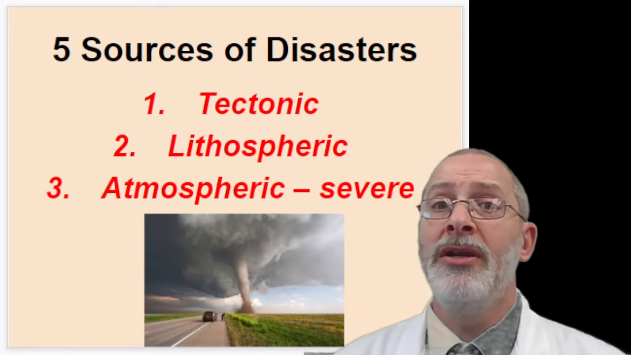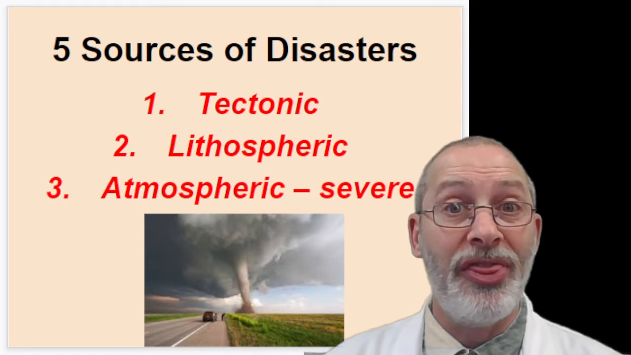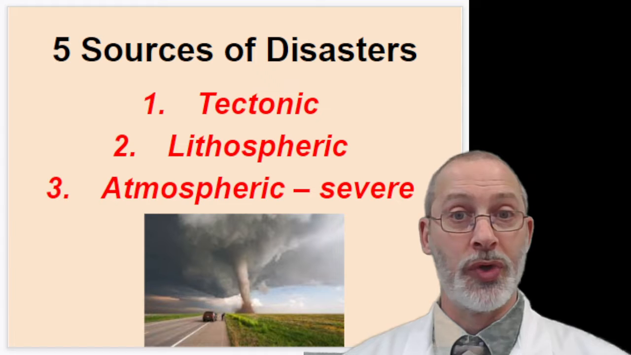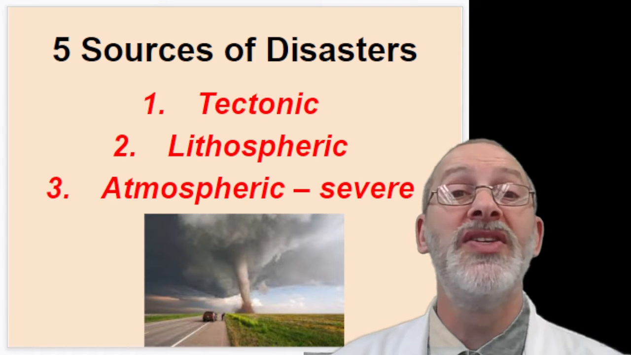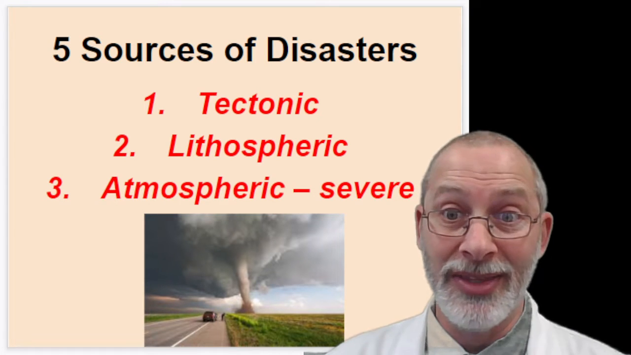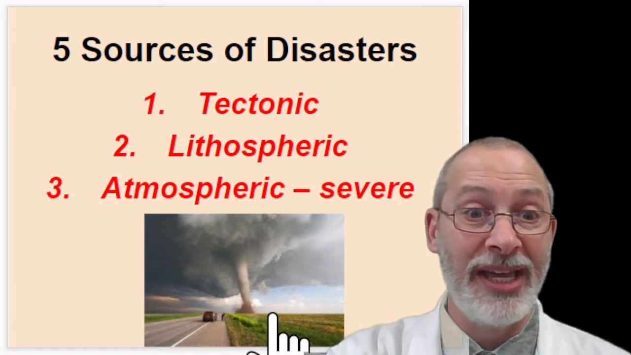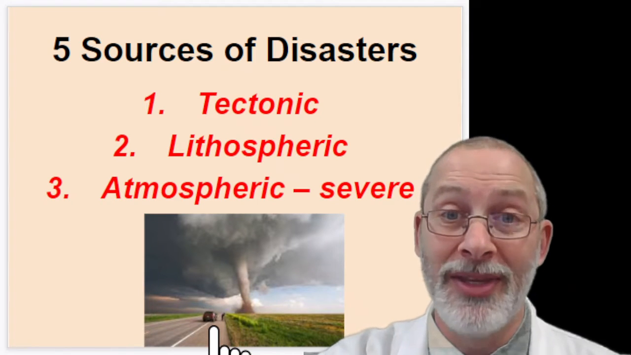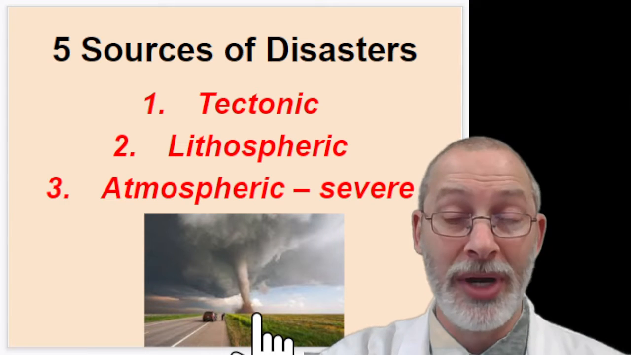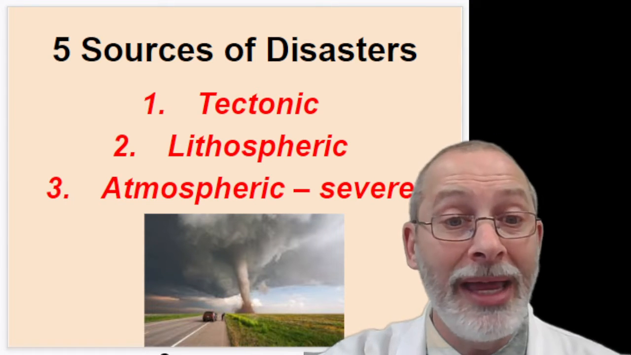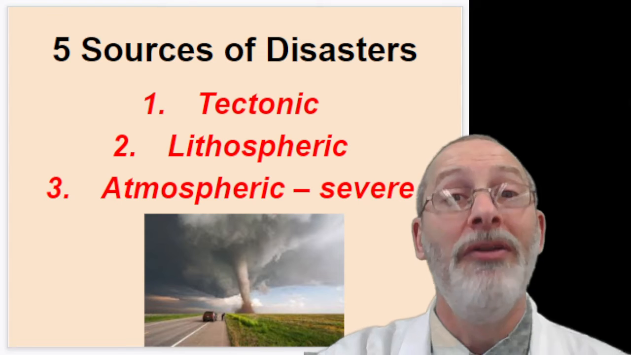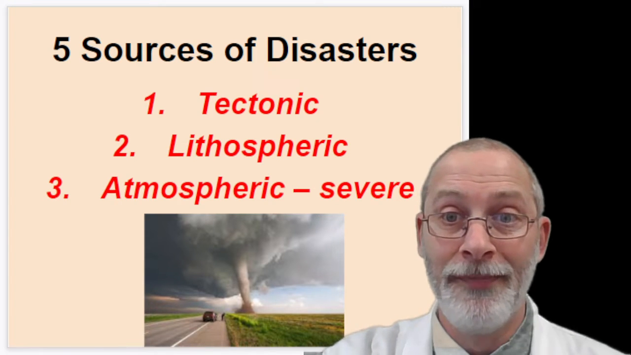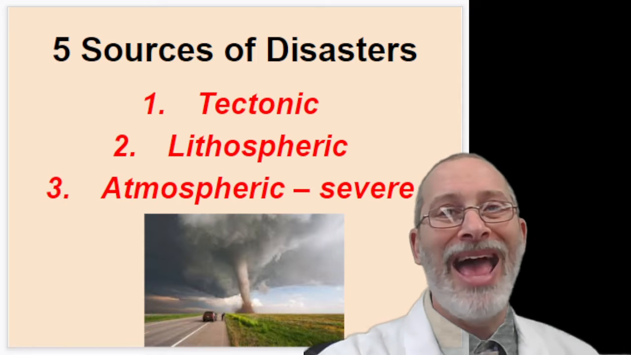But we're not talking about just day to day weather when we talk about disasters that have a source in the atmosphere. We're talking about severe events, like this picture of a tornado. You do not want to be in this car if there's a tornado like this headed your way, or you won't be in that car for very long. And that car won't be there for very long either. So, source number 3 is atmospheric.